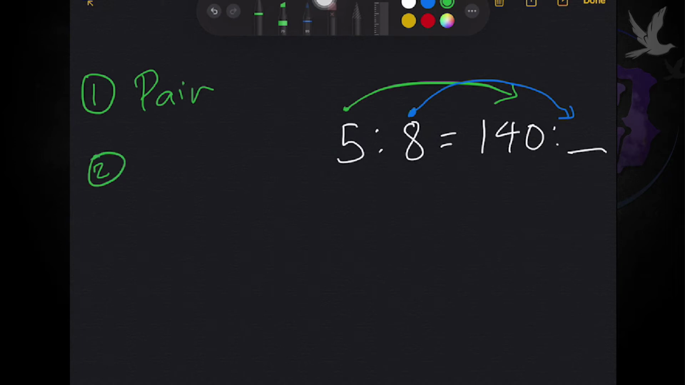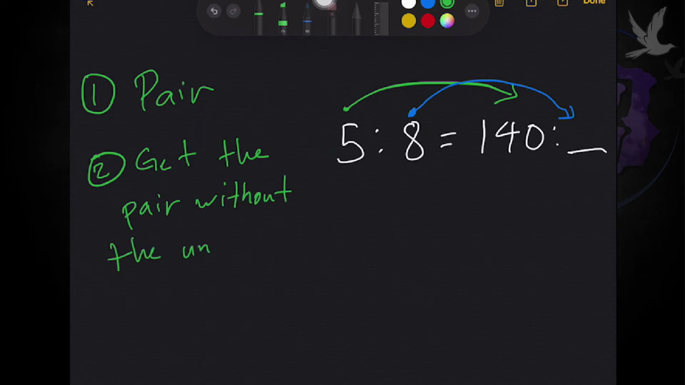Second thing to do after pairing, no? Kasi tapos na kayo mag-pair. You're done pairing them. Second thing to do is to get the value of the given. Yung given both, walang blank. Okay? Get the pair without the unknown. Okay, get the pair without the unknown. So, ibig sabihin yan, kasi dalawang pair natin. One is ang 5 at saka ang 140. The other one naman is ang 8 at saka ang blank. Okay, ito yung first pair natin. And this is your other pair.